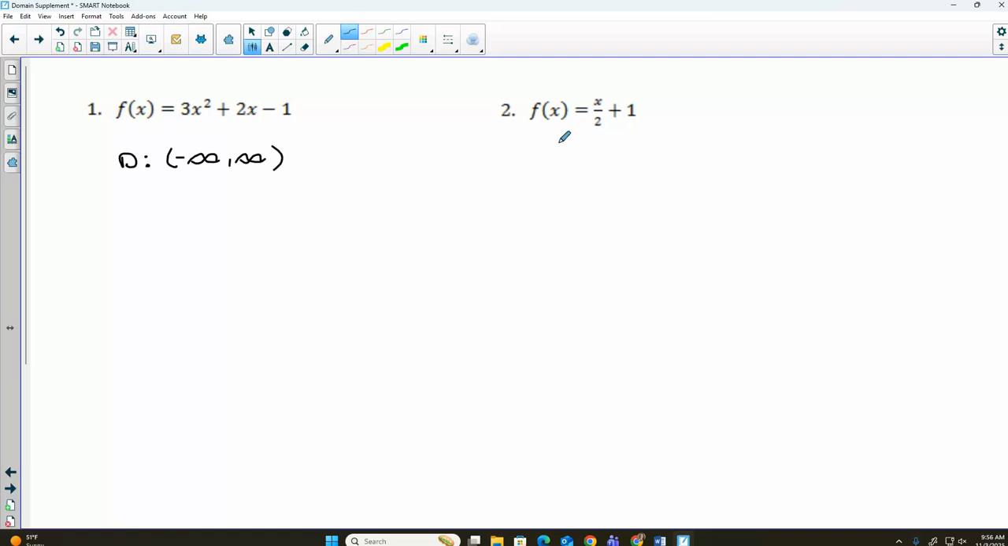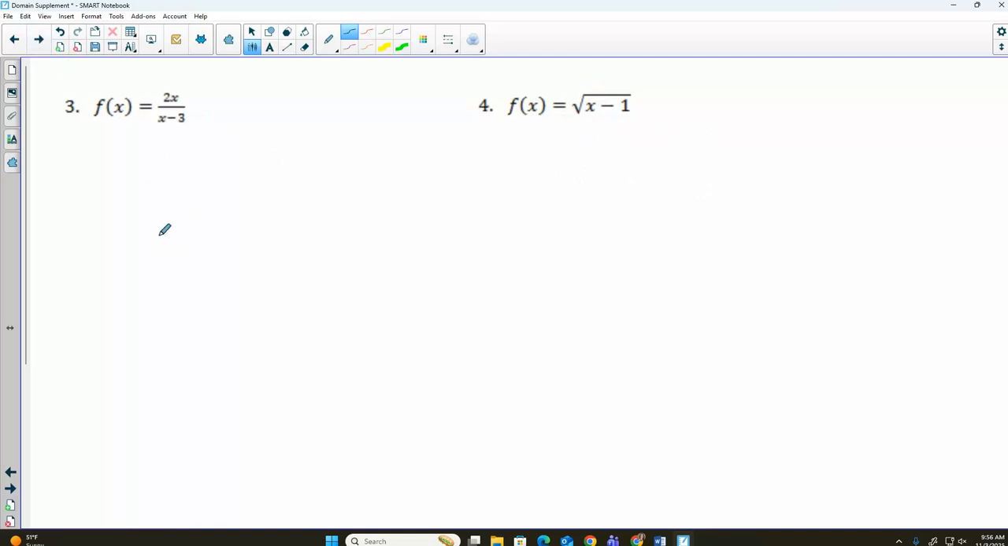So if I look at this one, do we have any fractions? We do have a fraction. Okay, in a fraction, what has to be true? Okay, the denominator is 2, so 2 can't be 0. Is 2 ever 0? No, so what can I plug in for x? Anything. So it's also negative infinity to infinity. All right, let's look at some more.